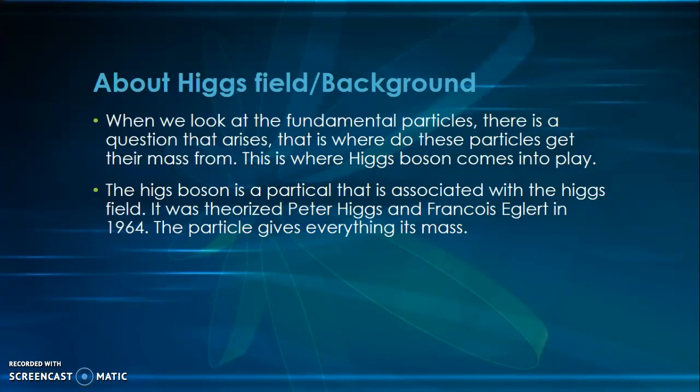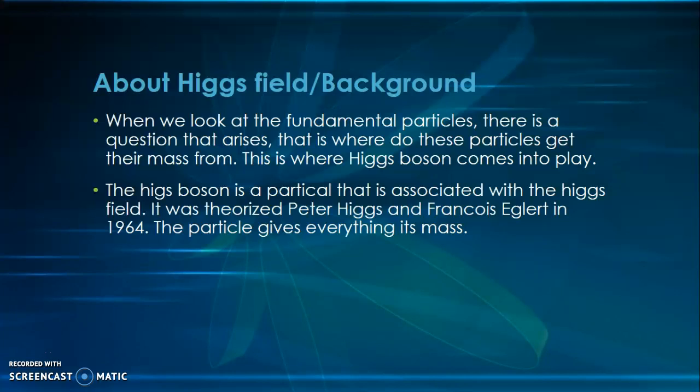Physicists theorized this in 1964, and the ones who theorized it were Peter Higgs and Francois Englert. They theorized it because in the Standard Model of particle physics, they did many tests on the mechanism of breaking down electroweak symmetry. And from the experiments, they figured out that there has to be a scalar factor that gives everything its mass.